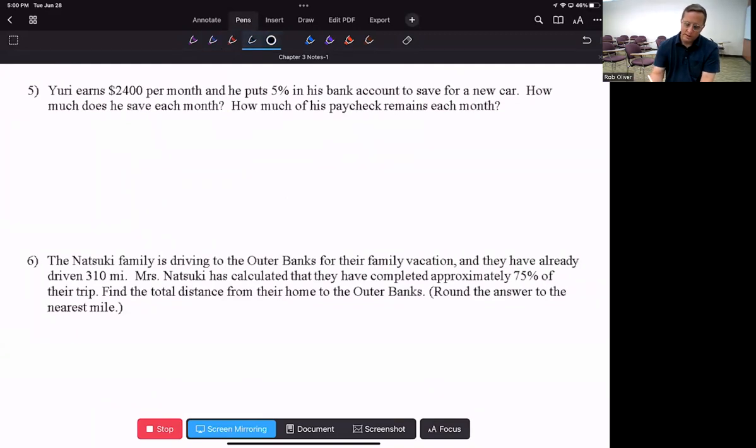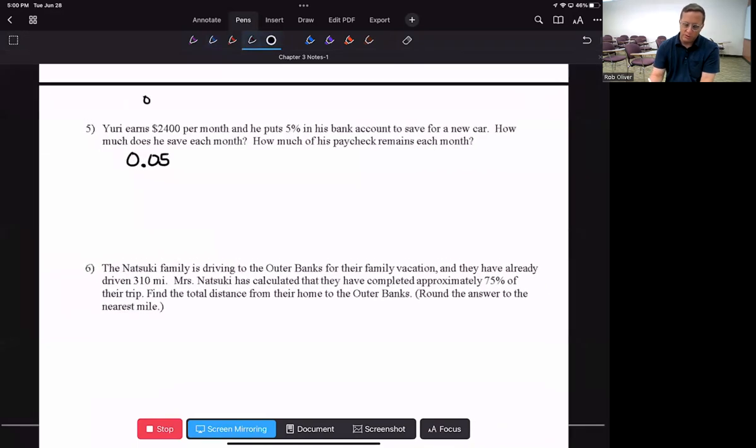But let's just do this. So the percent is 5%. So I'm going to do 0.05 because we're doing percent times base equals part. Percent times base equals part. So 0.05 times, and the base here is 2,400, which is going to be the whole paycheck. And that's going to equal the part. So 0.05 times 2,400, which I think is 120. Let's see if my guess is right. It is. Okay, so that's 120.